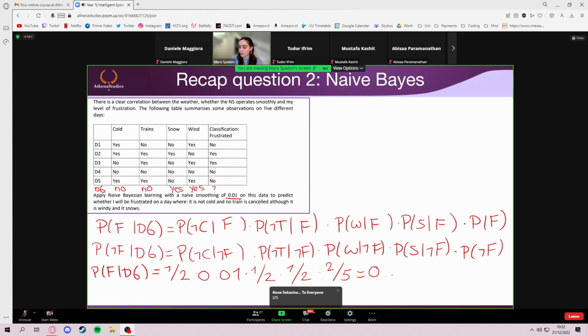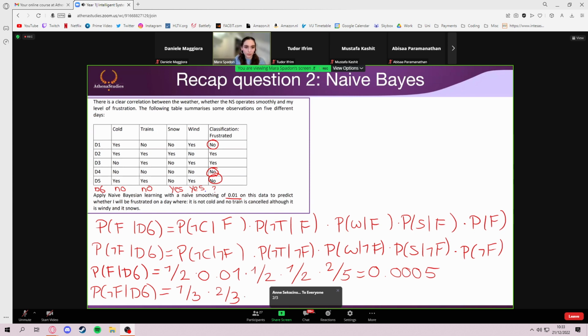So there we get 0.0005. And we do the same for not frustrated. So does anyone want to give me any values? What is the first value? So now we're looking at these 3 sentences. One over 3. Okay. For the second value, I want to know no train. Yes, perfect. 2/3.